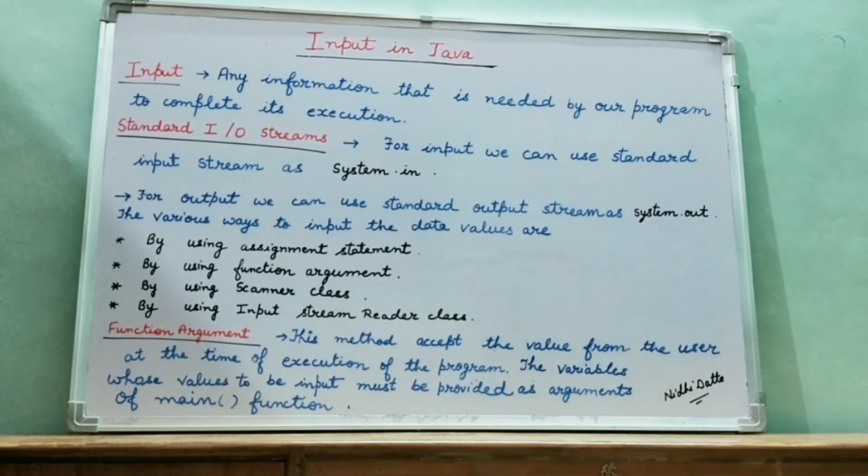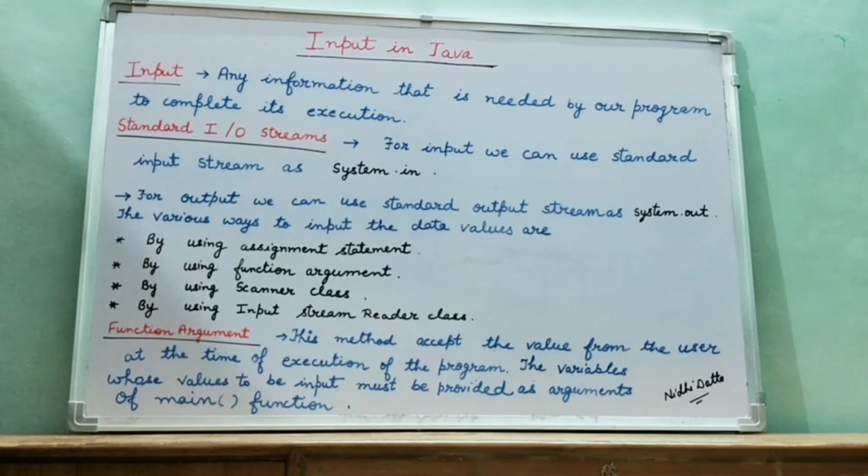Firstly, what is input? Anything that we need for the execution of a program, like without input we can't get the output, is known as input. It means any type of information that is needed by our program to complete its execution. And how can we input in Java? We need some standard IO streams for inputting and outputting the value.